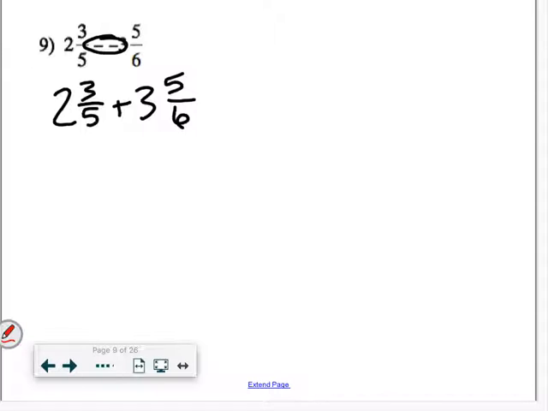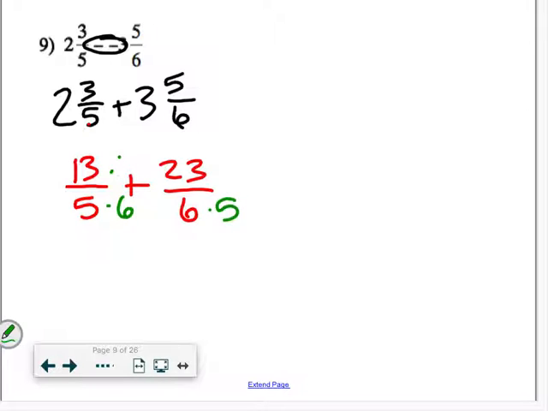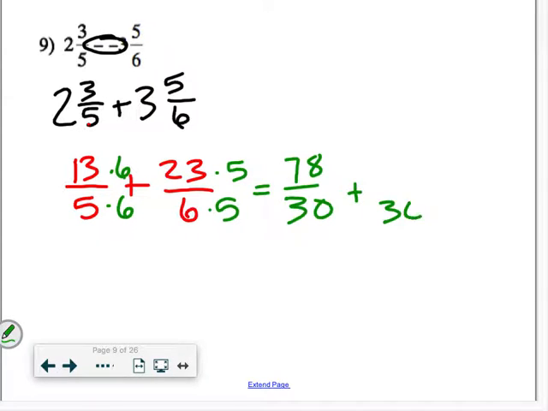First, changing to improper fractions method. 5 times 2, 10, plus 3 is 13. Over here, 6 times 3 is 18, plus 5 is 23. Okay, common denominator here, 30. So we're multiplying by 6 and 5. Let's see, 13 times 6, 18 carry. And then 5 times 23, 115.